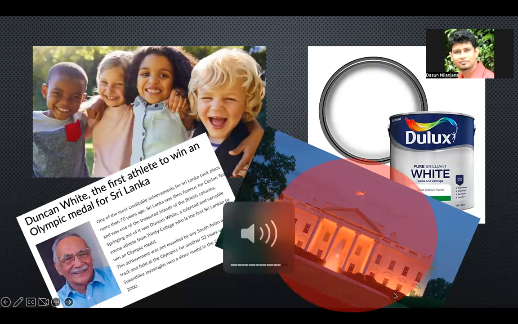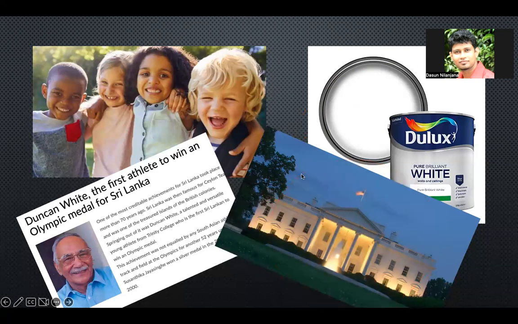It is called the White House. What is the White House? Any idea? The White House is the President's official home in the USA. That is the White House. So this is white color paint, and this is the White House.